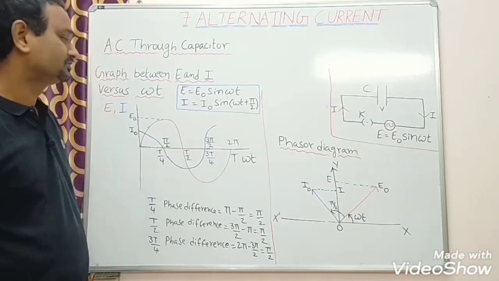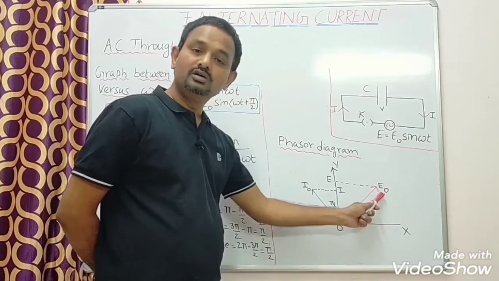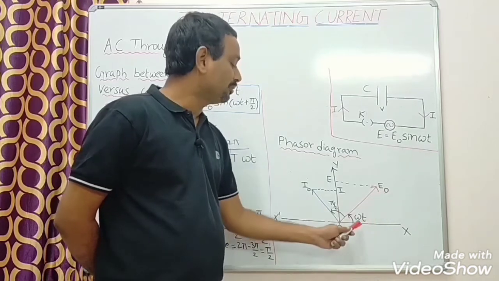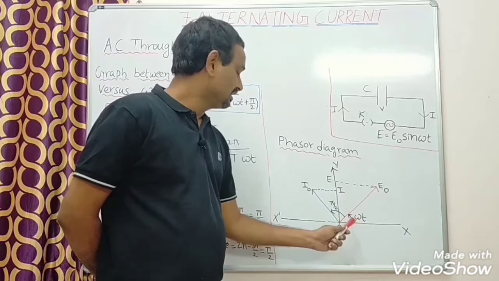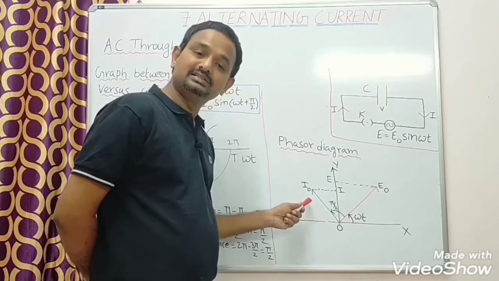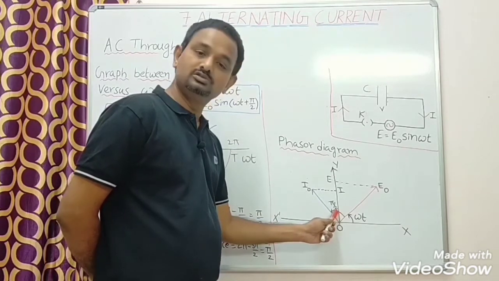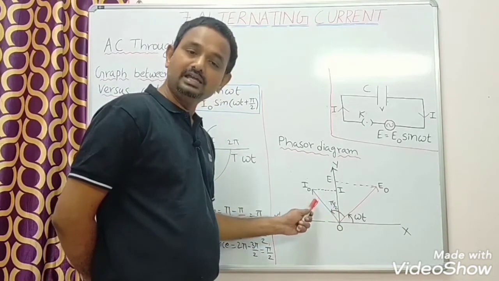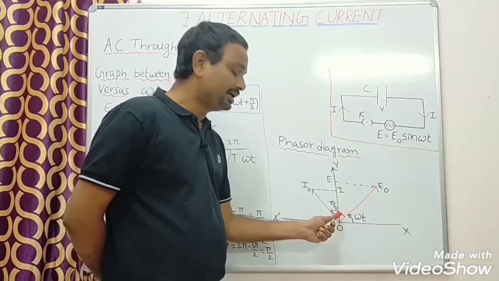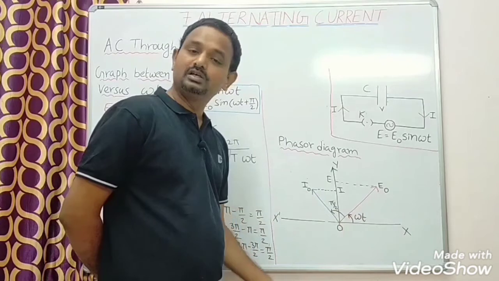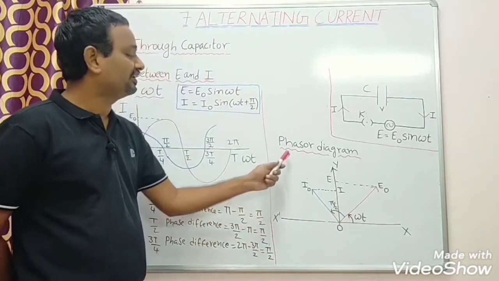Next, phasor diagram. Look at here. In this phasor diagram, the peak value of EMF makes an angle omega t with the x-axis in anti-clockwise direction, and here current leads EMF by a phase angle pi by 2. So the phasor I makes an angle pi by 2 with the phasor E in anti-clockwise direction. So that's about the phasor diagram.